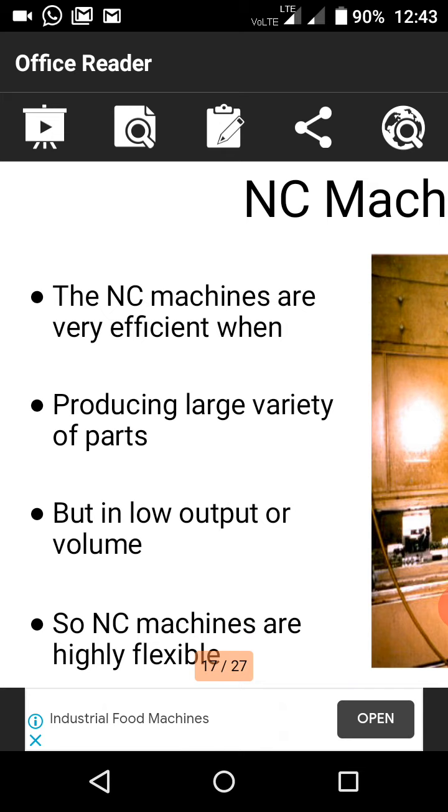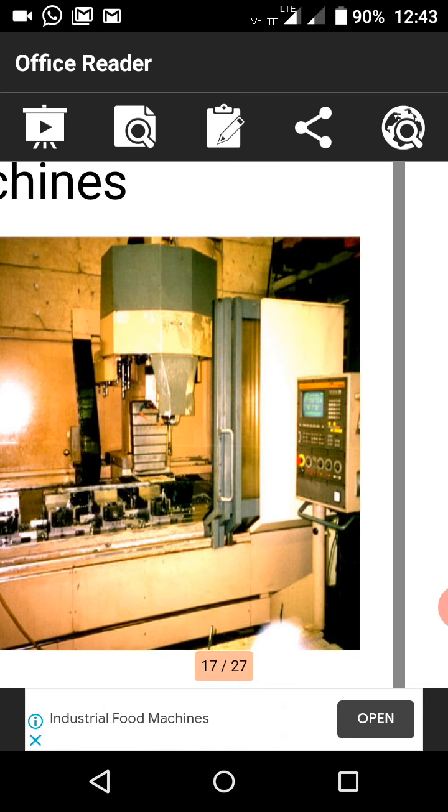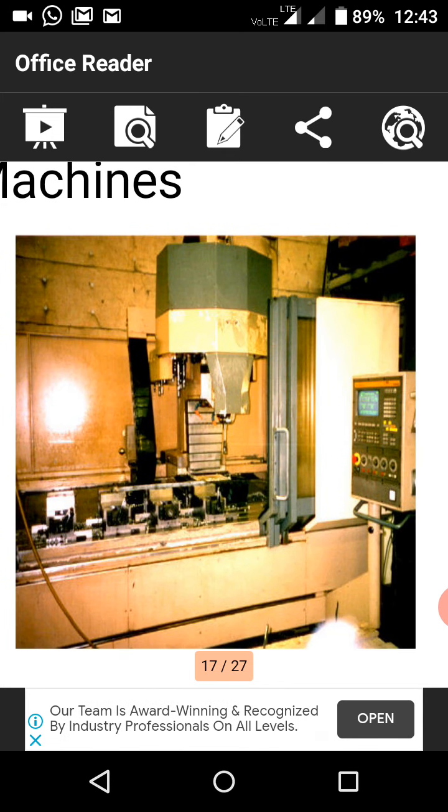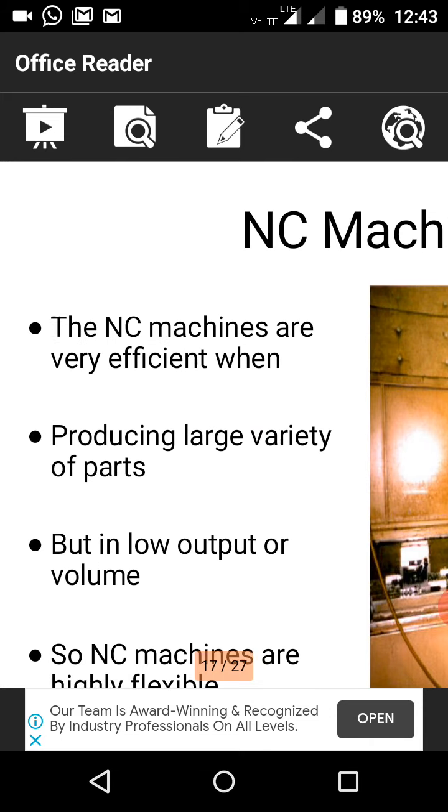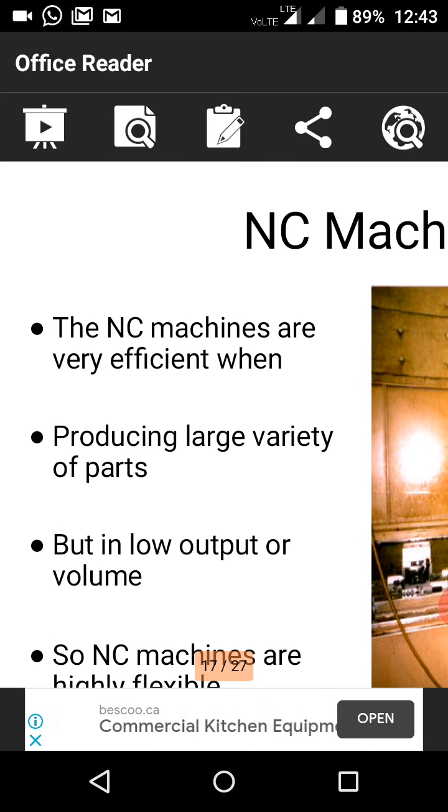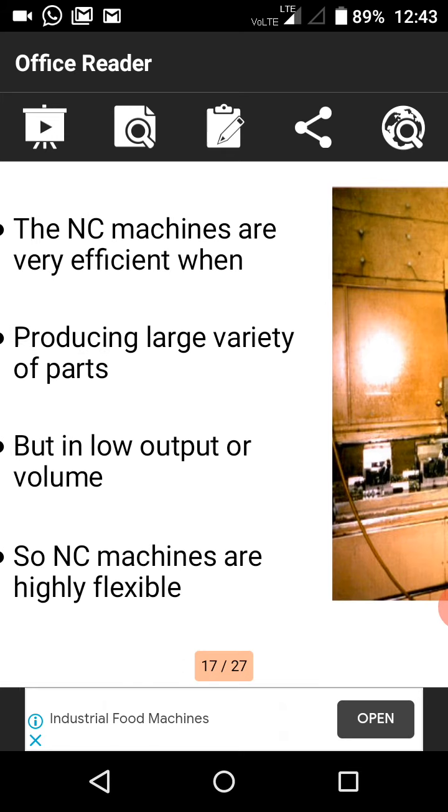So this is one type of NC machining. See here, NC machining. So what does it do? NC machines are very efficient, producing a large variety of parts. So we can produce at very large and low output volume. NC machines are highly flexible. Okay.